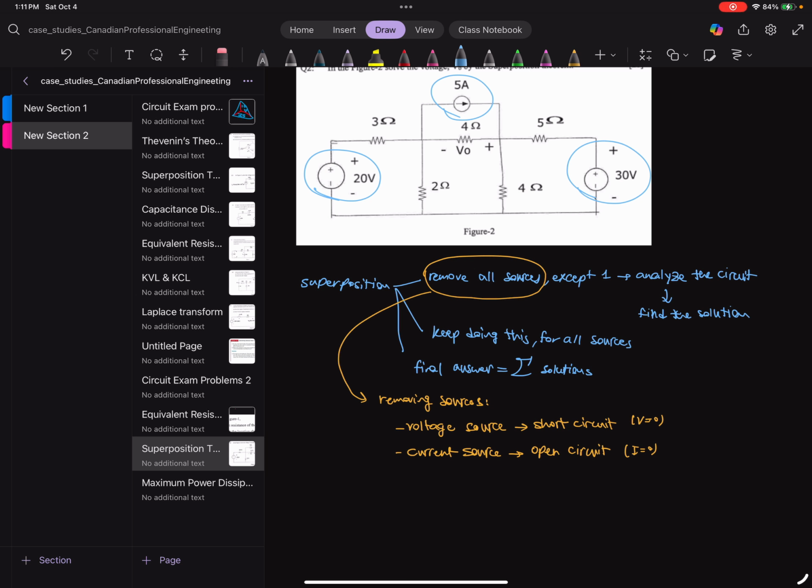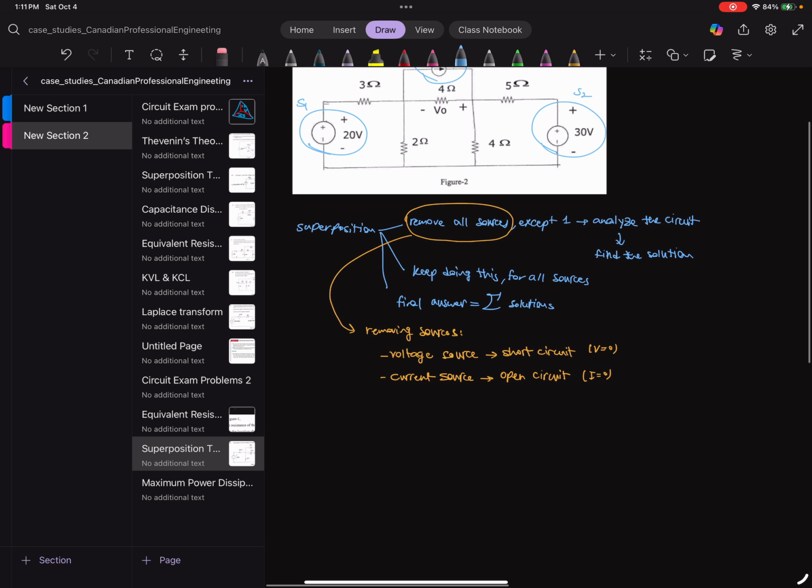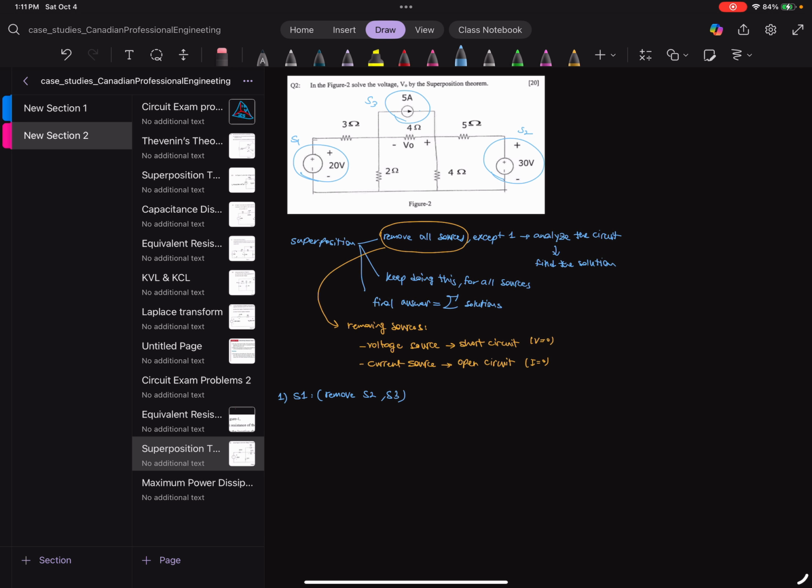So now let's go back to our circuit. In this circuit, we have two voltage sources. I'm gonna call this V1. This is source 2. Let's call them sources so it's more general. S1, I actually like to call this one S2 because it's similar, and then S3. Okay, so we're going to start with S1. So when we want to consider S1, we have to remove S2 and S3. So now we have to draw the circuit again by removing S2 and S3.